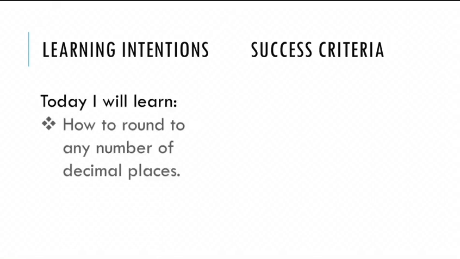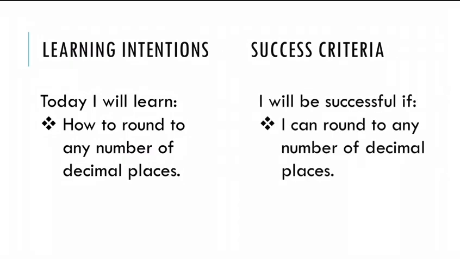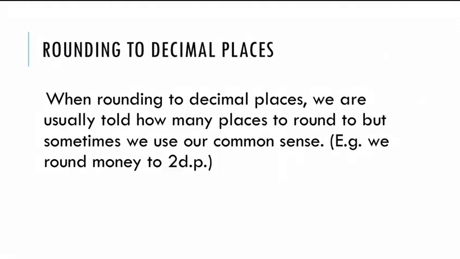In today's lesson we are going to learn how to round to any number of decimal places. We will have been successful today if we can round to any number of decimal places. When we round to decimal places, we're usually told in the question how many decimal places to round to, but sometimes we need to use our common sense about this. So for example, since we have pennies and money, we usually round to 2 decimal places unless told otherwise.